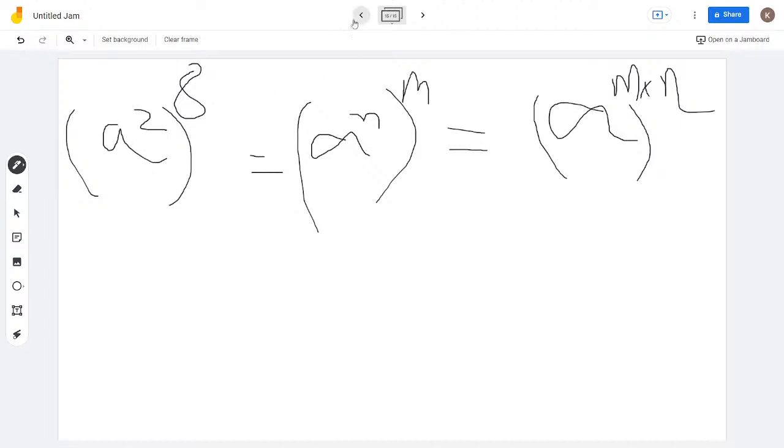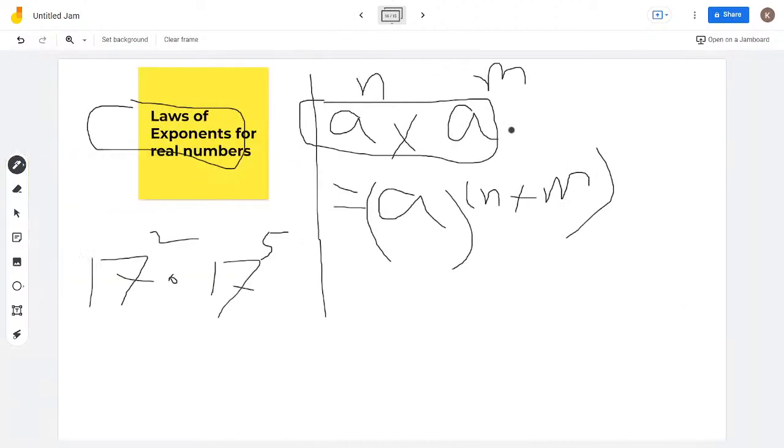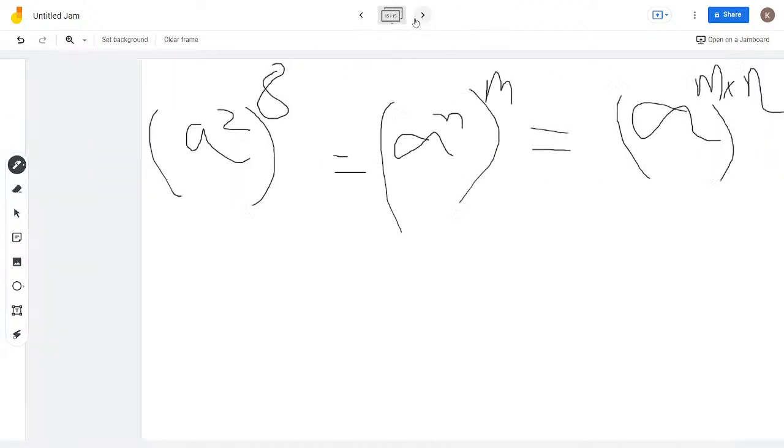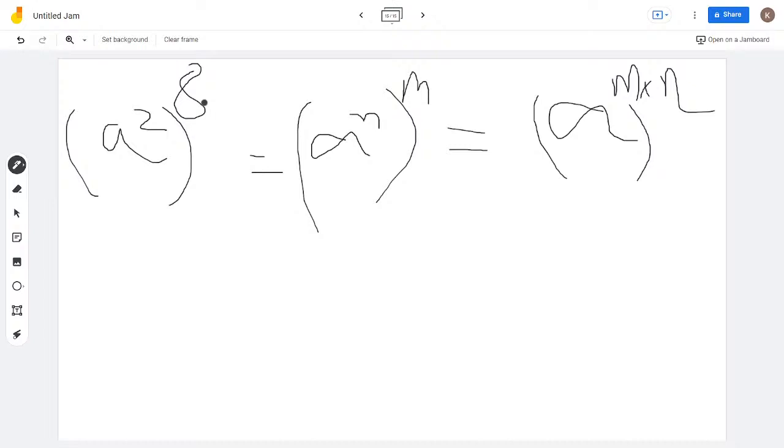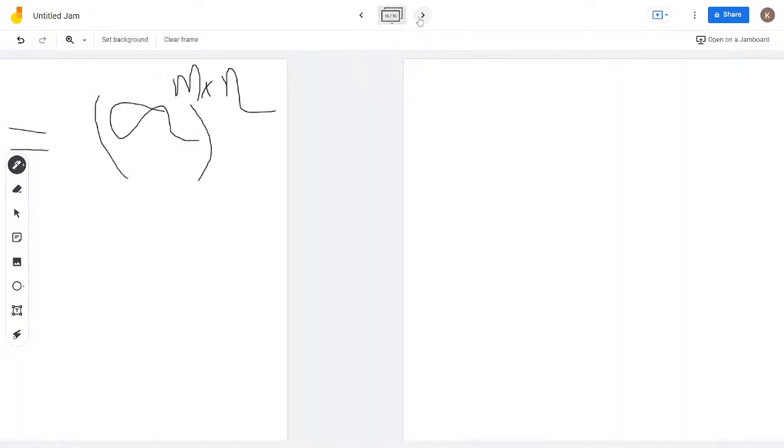Now we have learned two laws of exponents. The first one was, if the base is the same and the powers are different and you are multiplying, then you just add the powers. If you have the same base and two different powers, one over the other, then you just multiply the powers of that number.